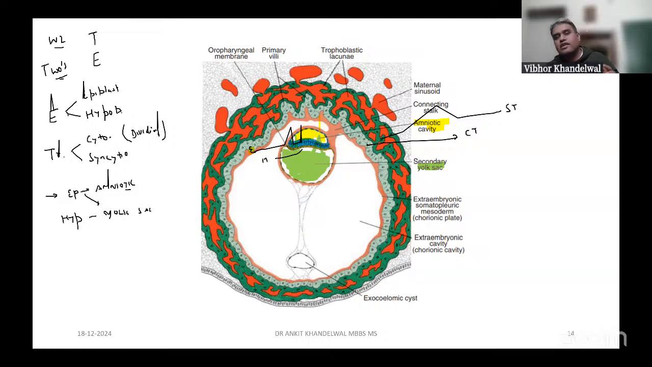Now, what you are seeing over here, you can see some maternal sinusoids. Let me put an arrow over here so you can see. This is a maternal sinusoid. What is a sinusoid? The maternal blood from the uterine wall.